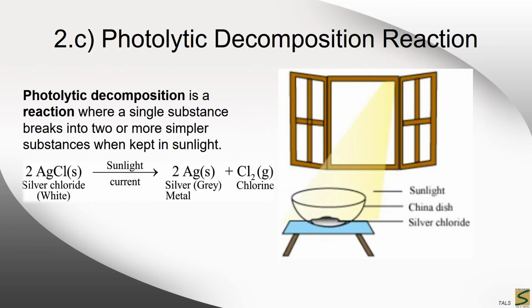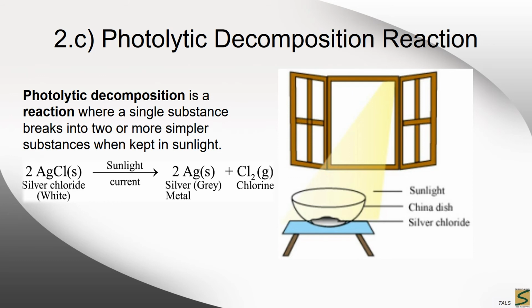Next is photolytic decomposition reaction. You can see silver chloride that is taken and kept in sunlight. After some time, what happens? This silver chloride splits up to form silver and evolves chlorine gas in the process. So, AgCl splitting up to form Ag plus Cl2.